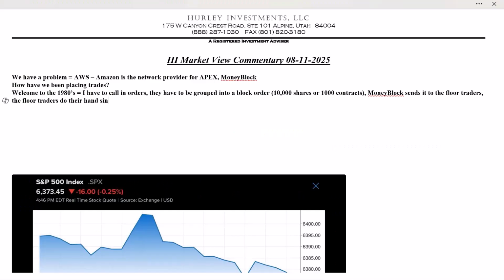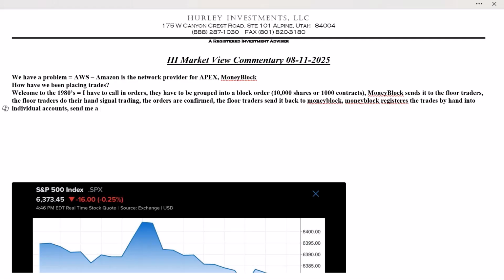Once they get a block order, Money Block sends it to the floor traders. The easy way to say it: it sends to the floor traders, and the floor traders do their hand signal. The orders are confirmed. The floor traders send it back to Money Block. Money Block registers the trades by hand into individual accounts, sends me a notification, and then the positions show up in your accounts.